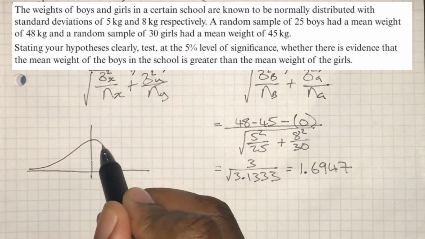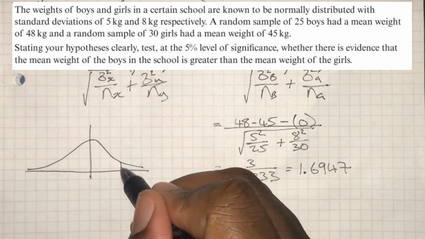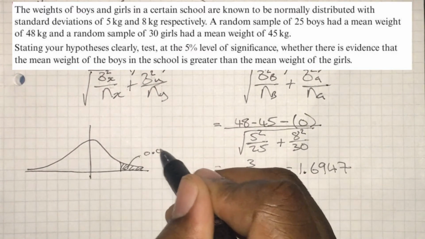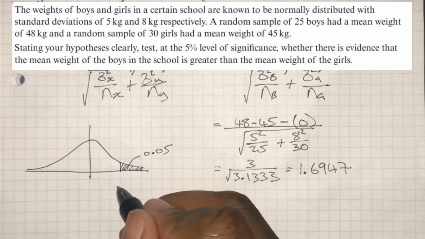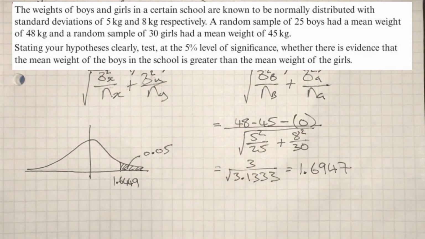Here's a diagram. We're used to seeing this. The z-score that matches up with this 5% is 1.6449. So this can be found by using the inverse function on your calculator, the inverse normal distribution function, or by looking in the formula booklet. There's a set of tables, the normal distribution percentage points.